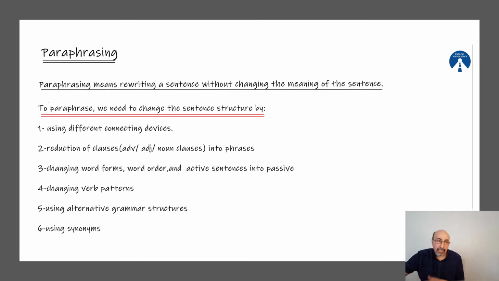And then in addition to that, use synonyms. So what we need to do is use synonyms, of course, but in addition to that, you need to change the structure. If you have a sentence which is active, you can change it to passive, if possible. There are other ways. Back to connecting devices.